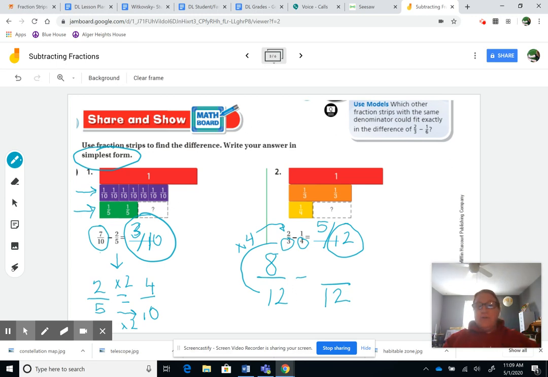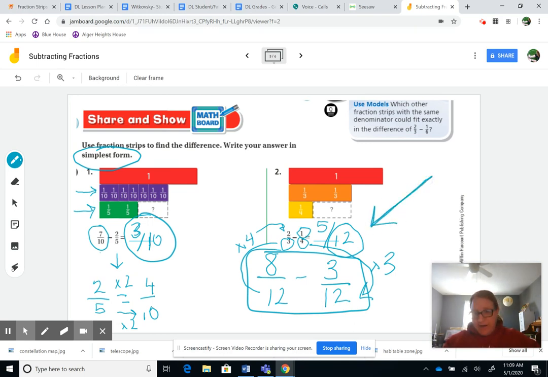So now we do the second number, 1/4. How do you go from 4 to 12? You multiply by 3. Do the exact same thing to the top, and 1 times 3 is 3. Now, just like we were talking about on the very first slide, you can subtract 8 minus 3 because the denominators are the same. 8 minus 3 is 5, which, ta-da, was our answer.